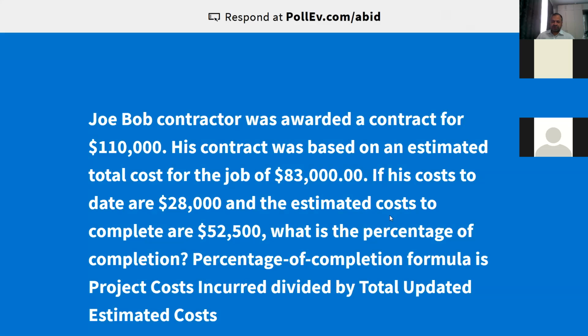Joe Bob contractor was awarded a contract for $110,000. His contract was based on an estimated total cost for the job of $83,000. If his costs to date are $28,000 and the estimated costs to complete are $52,500, what is the percentage of completion? The percentage of completion formula is the project cost incurred divided by the total updated estimated costs.